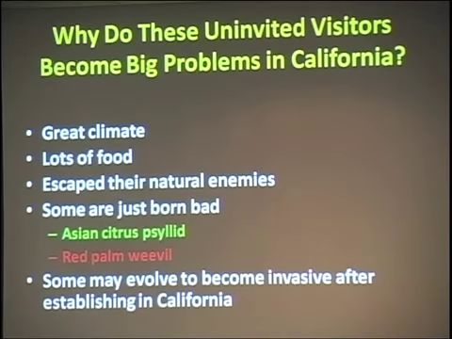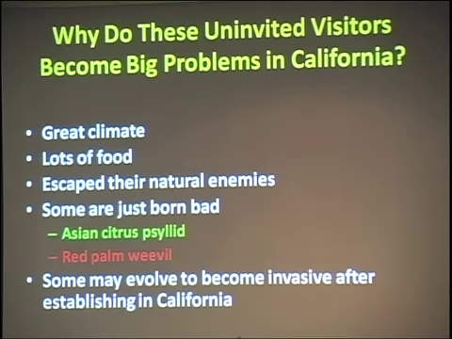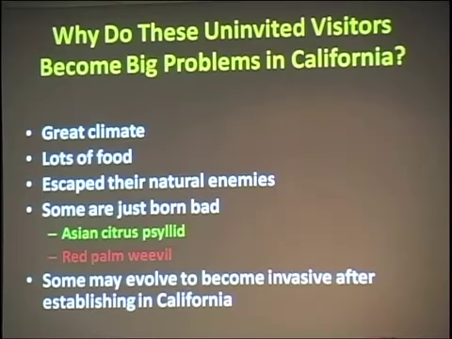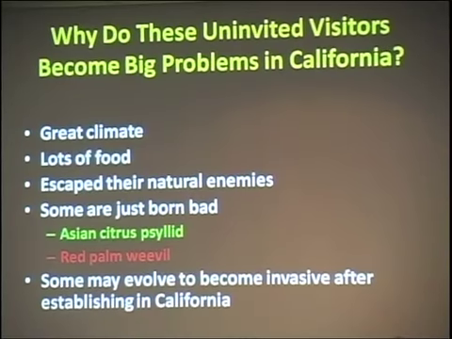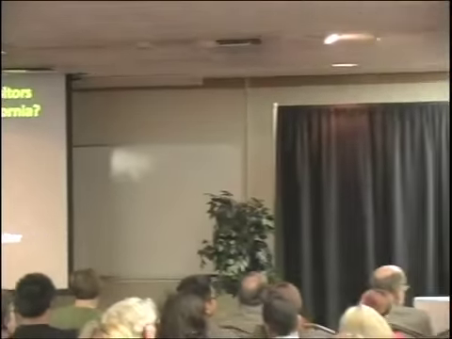Now, some of you may have gone to a lecture last year by Norma Ellstrand. He looks at invasive species too, and part of his research is that sometimes organisms arrive in a new place and behave pretty well for quite some time. Then something changes. They undergo some kind of evolutionary change or adaptation, and suddenly they become an invasive problem. So in some instances, invasiveness can evolve after the organism has established a viable population in California.